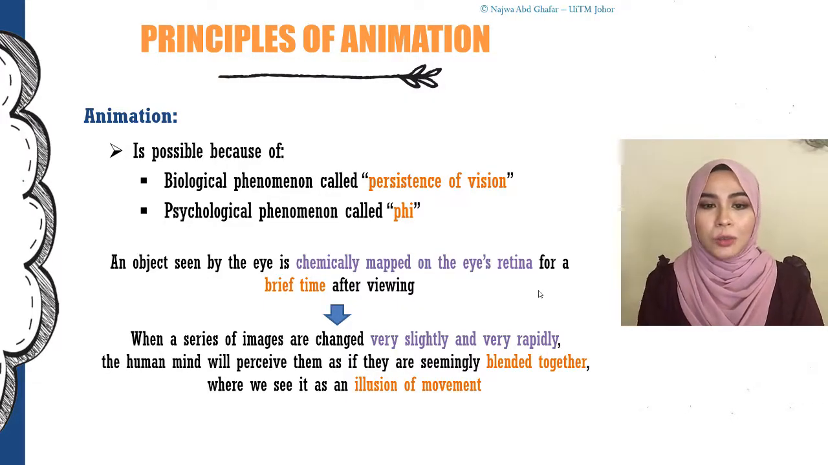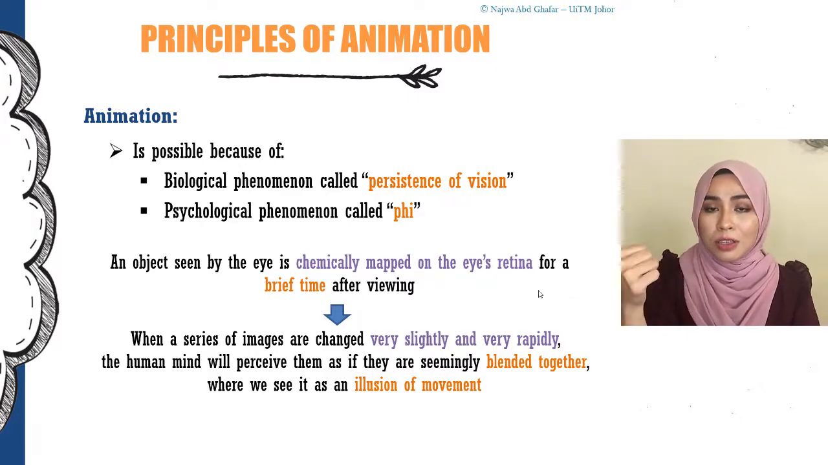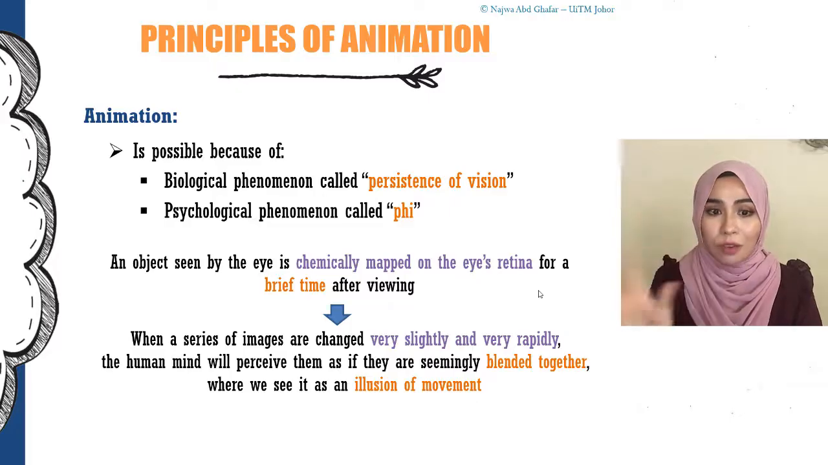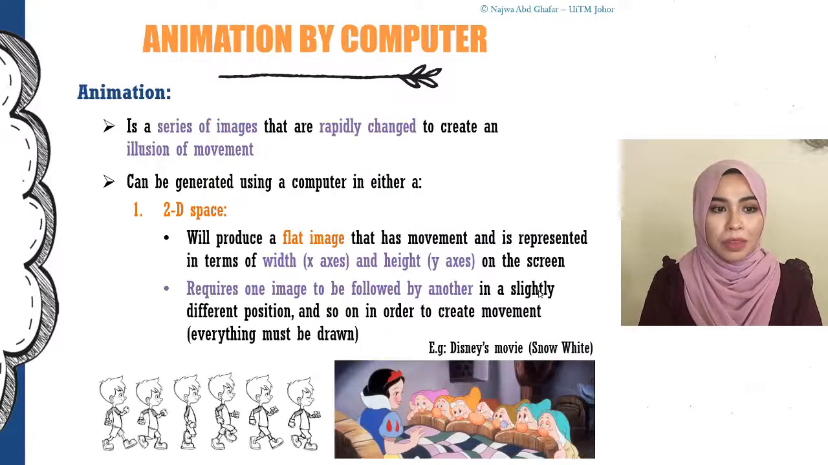So that's what we call the principles of animation: persistence of vision and also phi. Due to phi, which is psychological, our brain sees it as if it is moving because our eye can't catch it that fast, although it is mapped onto our retina.